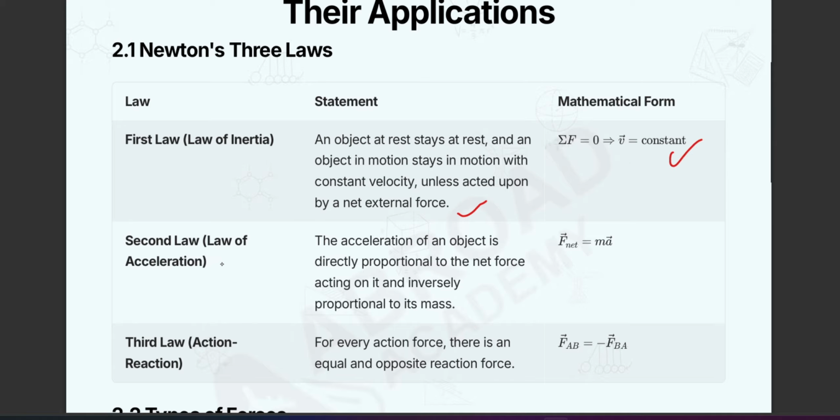And here is the second law of Newton, which is also called the law of acceleration. The acceleration of an object is directly proportional to the net force acting on it and inversely proportional to its mass. So we can write this in mathematical form: F net equals ma. Here's the third law, which is also the action-reaction law: for every action force there is an equal and opposite reaction force. So we can write F_AB equals minus F_BA, because this one is opposite.